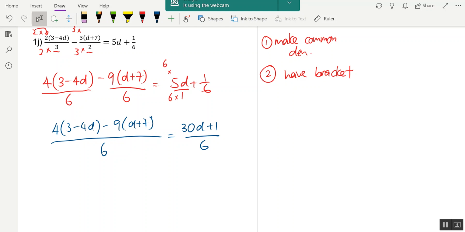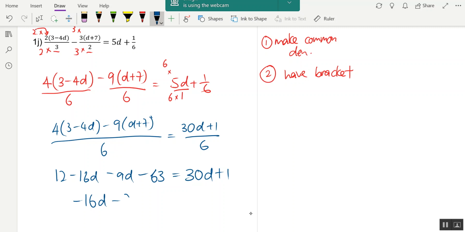Now you happen to have the same denominator on both the left and right, then we can say that the numerators are the same. So this will be 12 minus 16d minus 9d minus 63 equals to 30d plus 1.